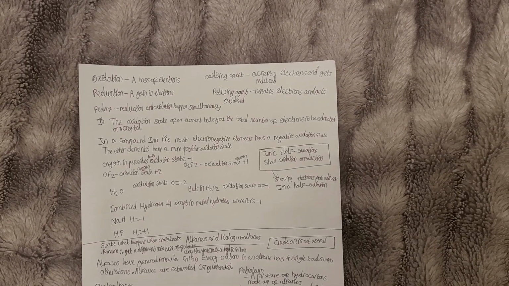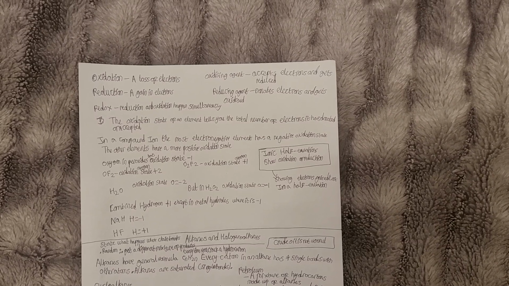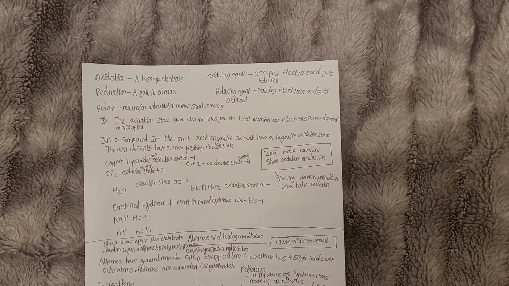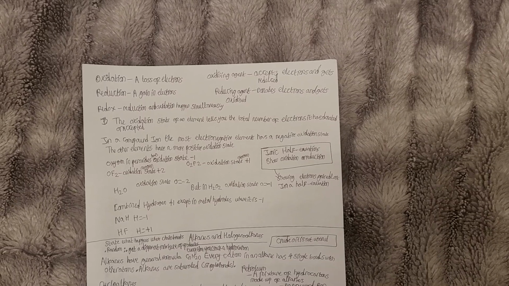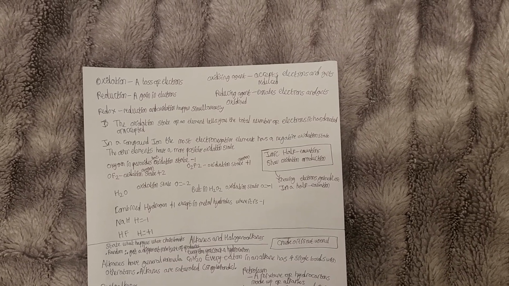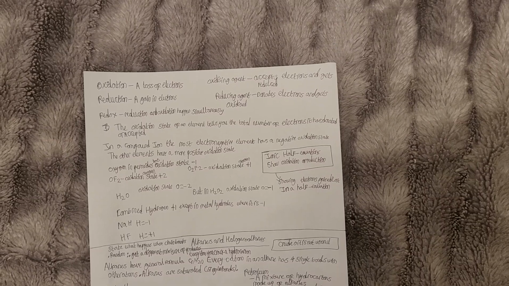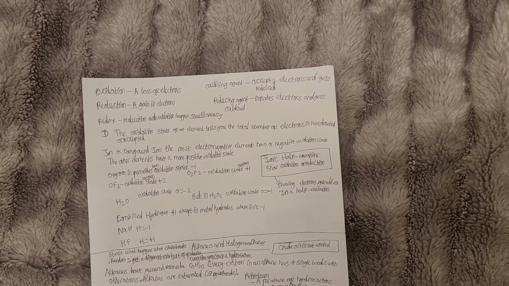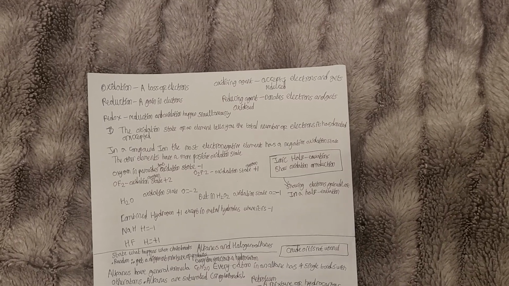The oxidation state of an element tells you the total number of electrons it has donated or accepted. In a compound ion, the most electronegative element has a negative oxidation state. The other elements have a more positive oxidation state. That's really important. Compound ion, most electronegative element has a negative oxidation state. Other elements have a more positive oxidation state.